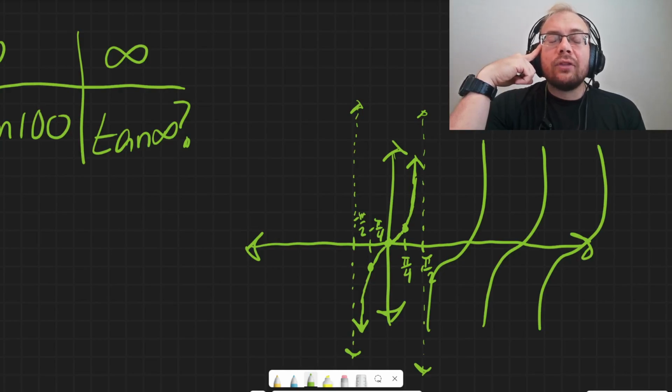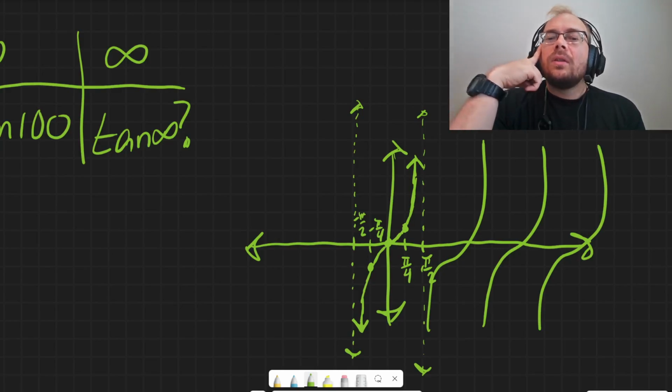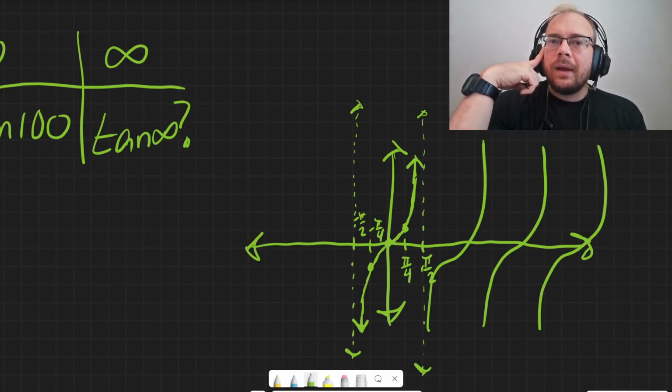So we'll never reach any pi halves plus pi k multiple. That would be all of the vertical asymptotes that tangent has. We'll never reach any of those because we're counting by ones.